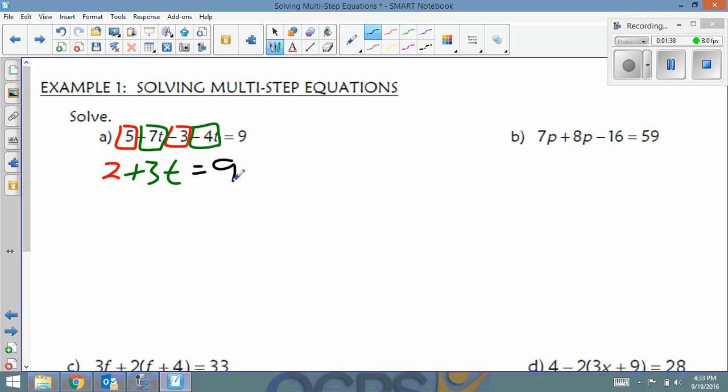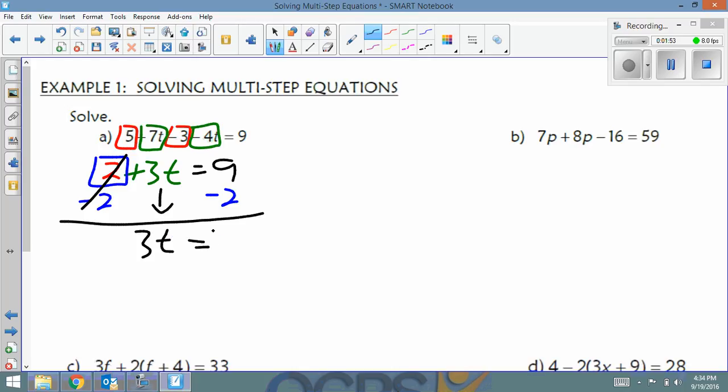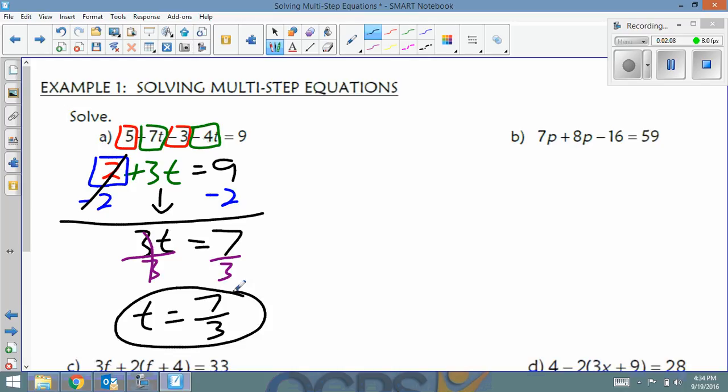After we do all that, it says add or subtract next. So we're going to take this positive 2, and we're going to put a minus 2 underneath, and whenever I do it to one side, I have to do it to the other. This 3t comes down. 9 minus 2 gives me 7. And then the last step is multiply or divide. So we're going to take this number in front of that t and divide by it. And remember, we talked about if it can't divide evenly, just leave it as a fraction, 7 over 3.